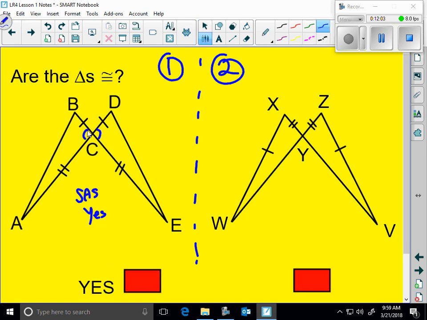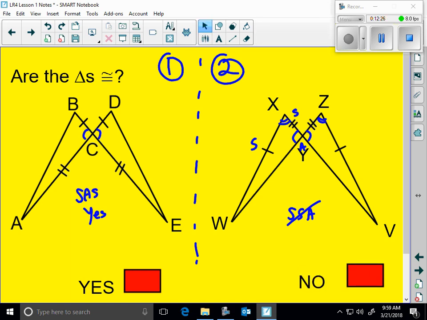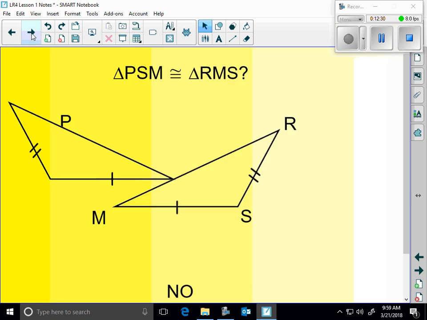The answer is no. These are vertical angles, but this is side, side, angle. Side, side, angle is not a shortcut, right? The only way that would work is if, let's say, these were marked the same. Then I would have side, angle, side, because you'd have the included angle between those two sides. So the answer to that one is negative. Okay, let's see another example.